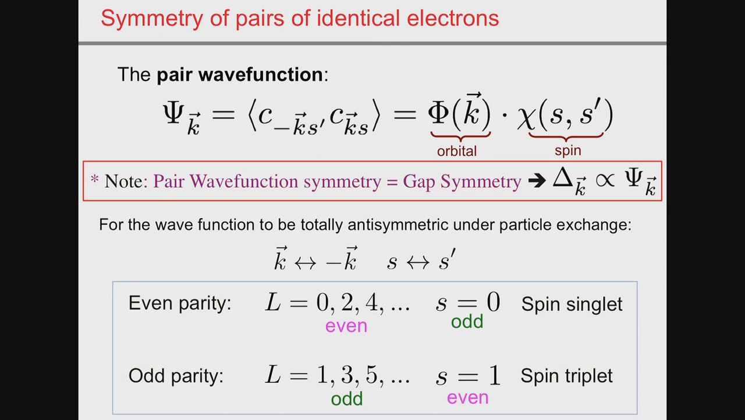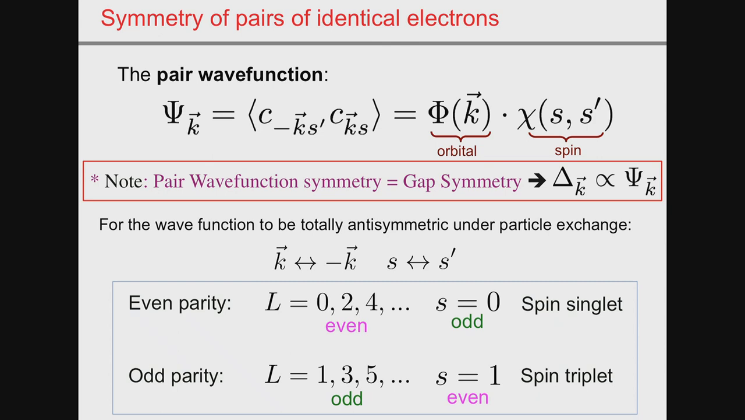So if I start now with a pair wave function, which is made with operators that describe both the momentum and the spin, I can then rewrite it in terms of the orbital part. Of course, there is the center of mass, which I'm going to ignore. And then there is the orbital part and the spin part. To remind you, the pair wave function symmetry is the same as the gap symmetry. Sometimes people use pair wave functions, sometimes people use the gap to describe the symmetry.